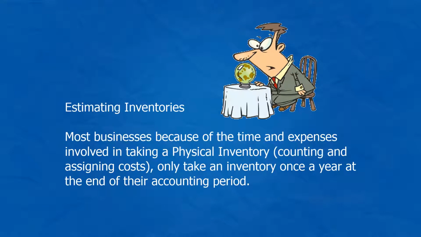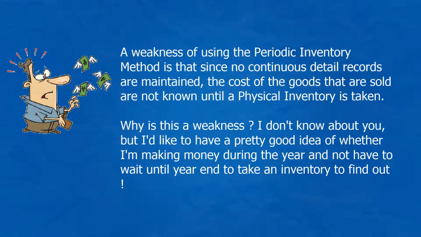Estimating inventories. Most businesses, because of the time and expenses involved in taking a physical inventory, counting and assigning costs, only take an inventory once a year at the end of their accounting period. A weakness of using the periodic inventory method is that since no continuous detail records are maintained, the cost of the goods that are sold are not known until a physical inventory is taken. Why is this a weakness? I don't know about you, but I'd like to have a pretty good idea of whether I'm making money during the year and not have to wait until year end to take an inventory to find out.